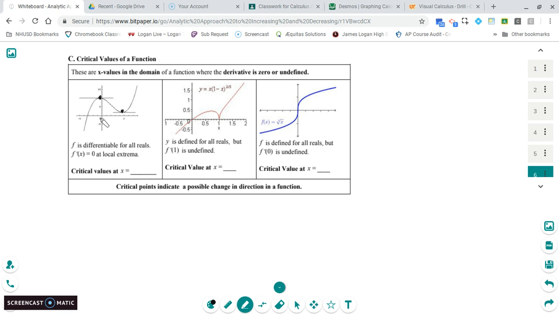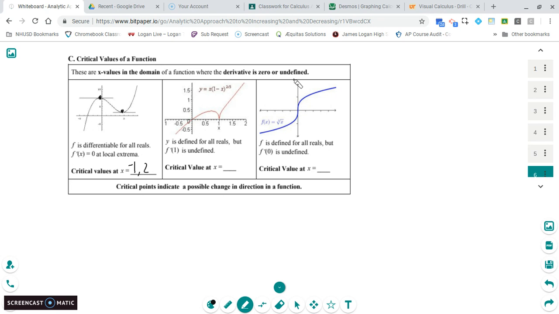And so the critical values are at those 2 points. If I zoom in a little bit, that looks like it's just to the left of the y-axis, so I'm just going to call that -1. So that's one of my critical values. And the other one is located here, which looks like it's just above 2, so I'll call it 2. All right, so those are the 2 critical values for that function.